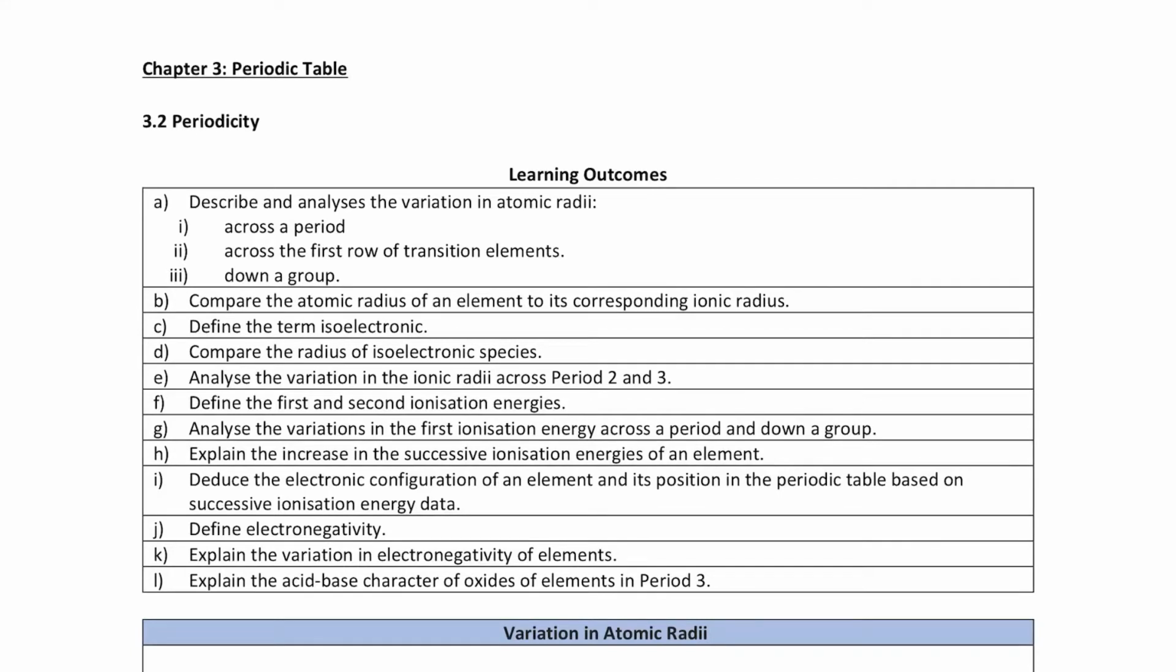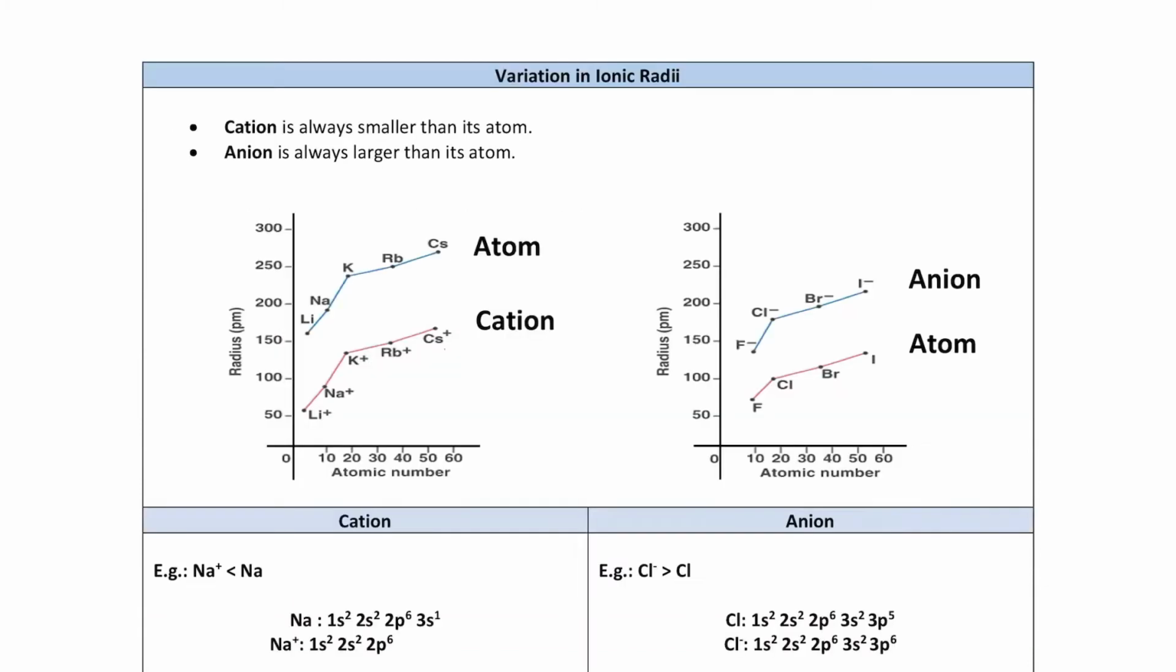Assalamualaikum and hi everyone. So in this video we are still in chapter 3.2 periodicity, but I'm going to discuss learning outcome B, compare the atomic radius of an element to its corresponding ionic radius.